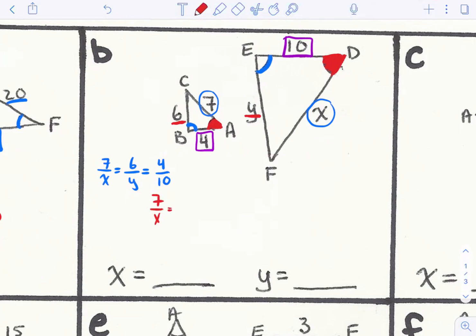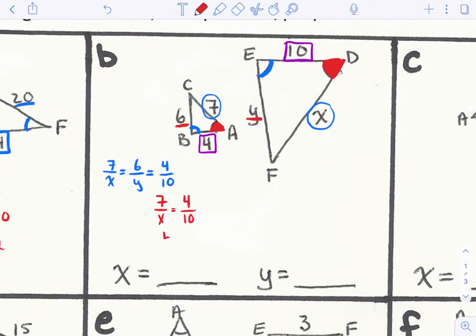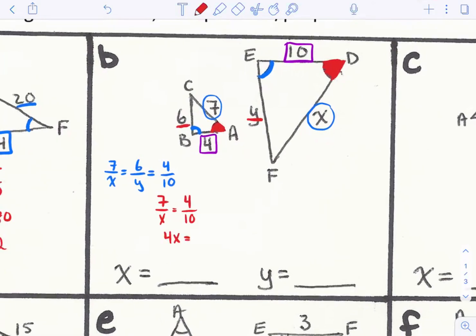Now, I cannot use the 6 over y in this case because it's another variable, so I'm stuck with using 4 over 10. So I get 4x equals 70, and then 70 divided by 4 is 17.5. And there you go. Am I allowed to get decimals?